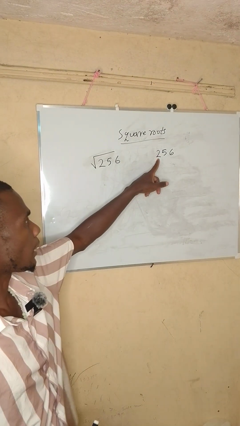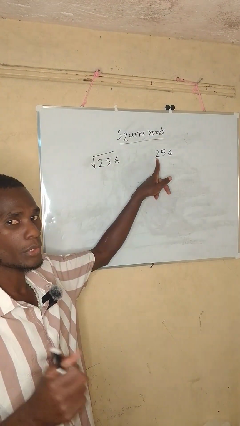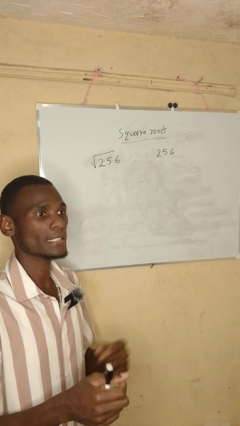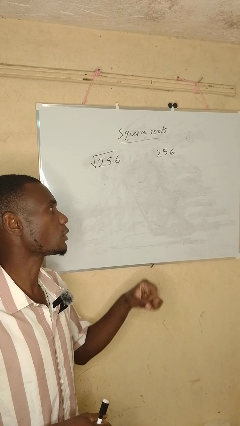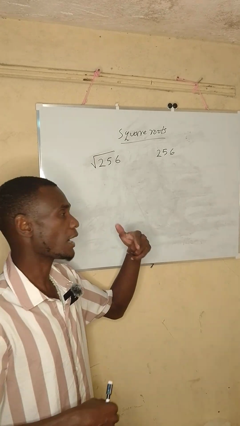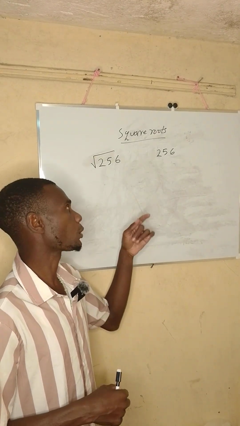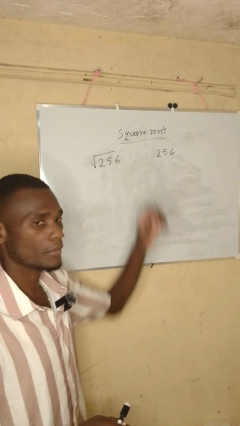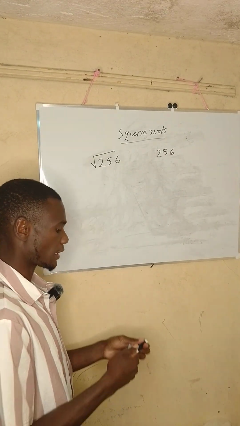Can 2 divide this number? Having the knowledge of divisibility test of 2, a number is divisible by 2 if the last digit, the digit in the place value of 1s, is an even number or a 0. And this is 6. So that means the whole of this number is divisible by 2. So let us start with 2.